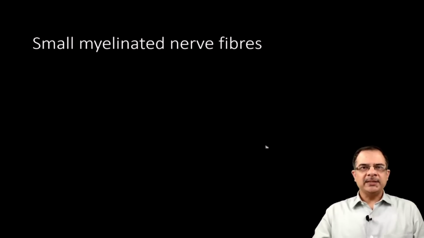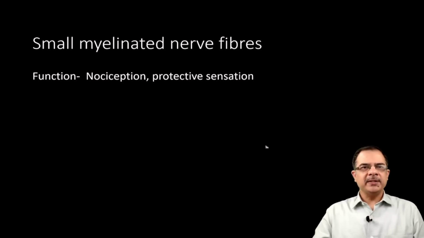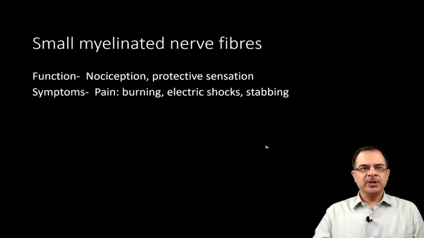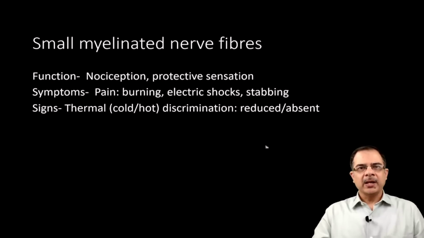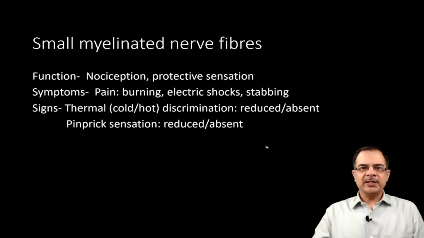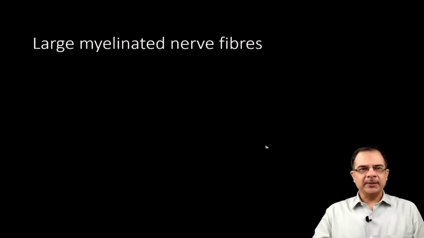Symptoms and signs. So symptoms and signs depend upon the type of the fiber involved. If it is a small myelinated nerve fiber, the function of these fibers is pain and protective sensations. Symptoms will be a burning sensation, electric sensation, or stabbing sort of pain. It is diagnosed clinically with signs like thermal discrimination, like cold and hot discrimination, that will be reduced or absent. Pinprick sensation will be reduced or absent.